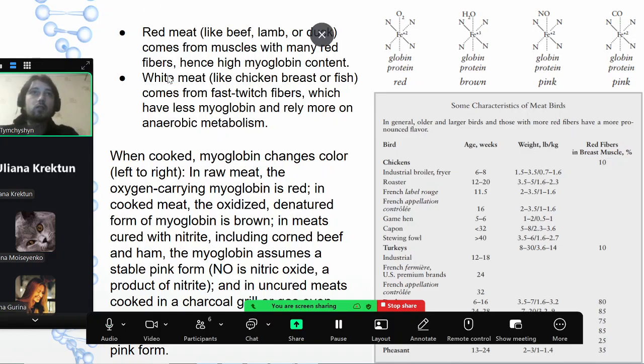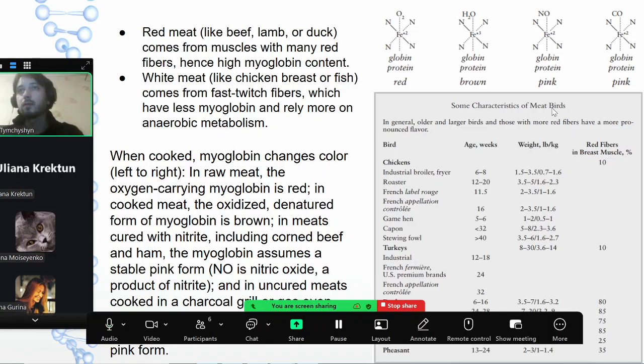So you probably have heard terms like red meat, that's something like beef, lamb, or duck. It comes from muscles with many red fibers, so high myoglobin content. Fibers with high myoglobin content, you remember, are slow twitch fibers, because they are slow and they rely on oxygen. And there is white meat like chicken breast or fish, and they come from fast twitch fibers, which have less myoglobin and rely more on anaerobic metabolism.